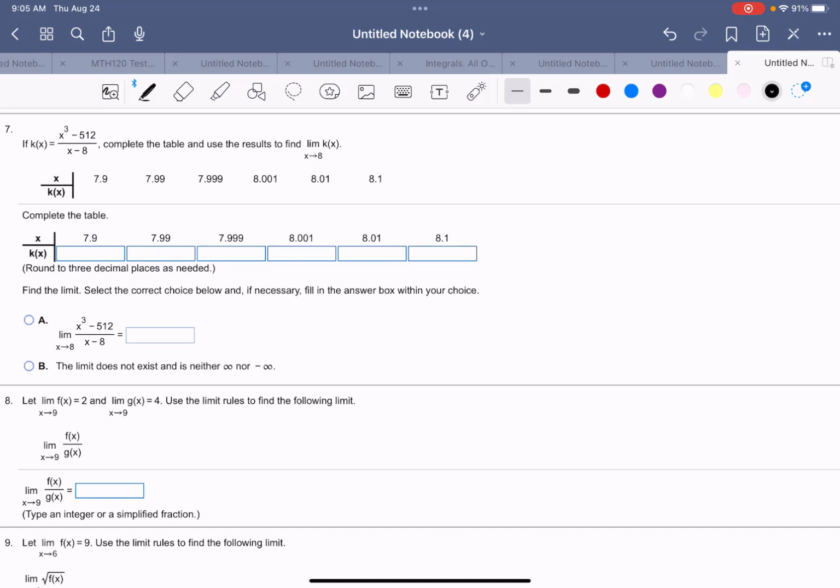Example number 7. If k of x is x cubed minus 512 divided by x minus 8, complete the table and use the results to find the limit as x goes to 8 of k of x. Now, one thing that you could do here is you could reduce this, okay, if you recognize that that's the difference of cubes. So to factor this, I have to recognize that x cubed is x times x times x, and that 512 is 8 times 8 times 8.